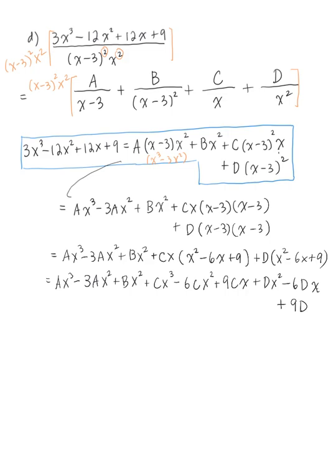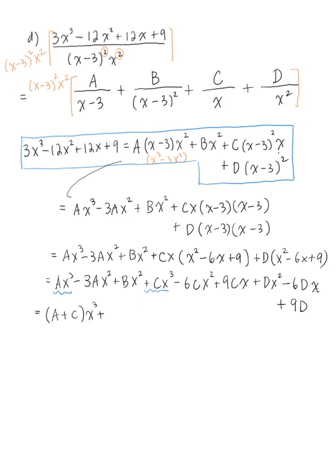Ready? So let's first go with x cubed. How many x cubed do I have? Ax cubed plus cx cubed. Any other x cubed? Nope. So it looks like we're going to have a plus c times x cubed. All right, always separated by the plus sign.